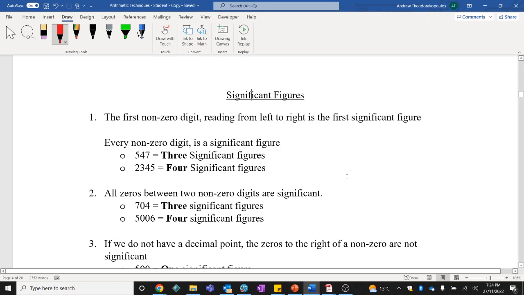So there are some rules that you need to know about significant figures. The first and most important rule is that the first non-zero digit, so any digit that's not a zero, reading from left to right, is the first significant figure. Here, these are all non-zero digits. Every non-zero digit is a significant figure. This is not a zero, this is not a zero, and this is not a zero. Therefore, we have 3 significant figures. This is not a zero, this is not a zero, and so on. Therefore, we have 4 significant figures. It's probably the easiest one.